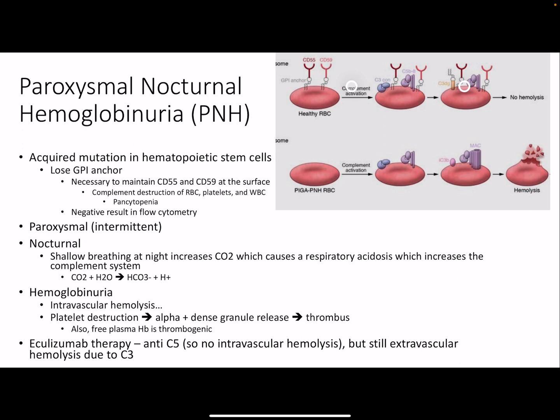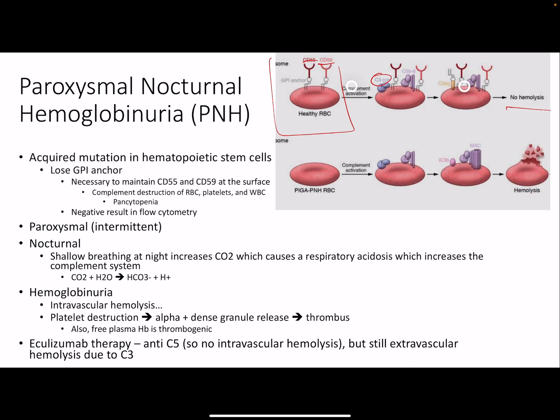Paroxysmal nocturnal hemoglobinuria, PNH. So we saw this picture earlier. CD55 and CD59 say, hey, cool it, complement, right? The C3 can come in and it's not allowed to activate the complement system, so there's no hemolysis. Good. We don't want hemolysis on our own red blood cells.